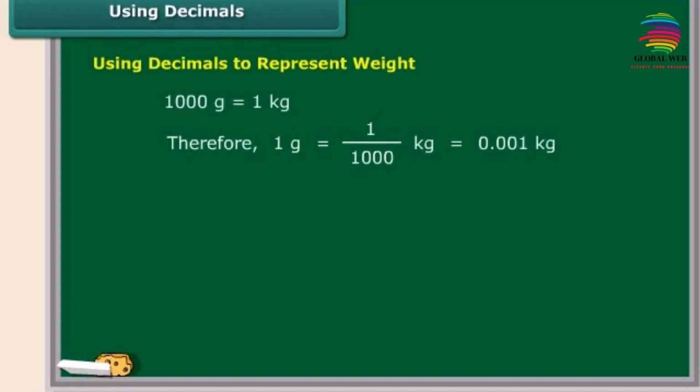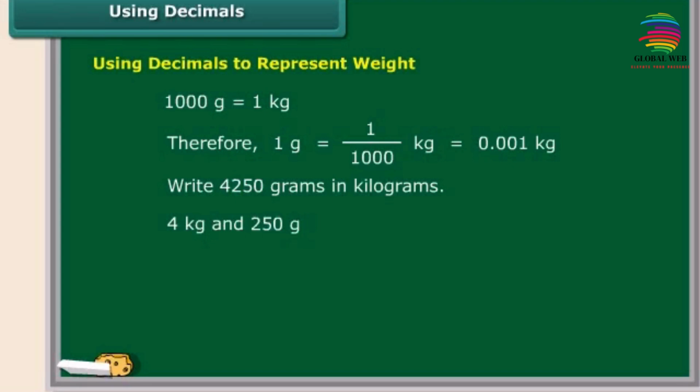Weights can also be represented with the help of decimals. Let us convert 4,250 grams into kilograms. There are 4 kilograms and 250 grams in 4,250 grams. Therefore, 4,250 grams are equal to 4.250 kilograms.